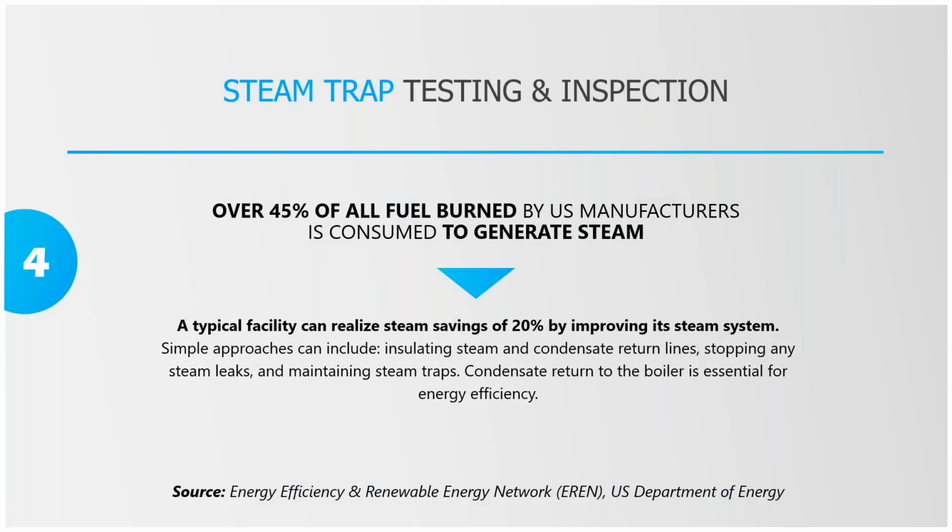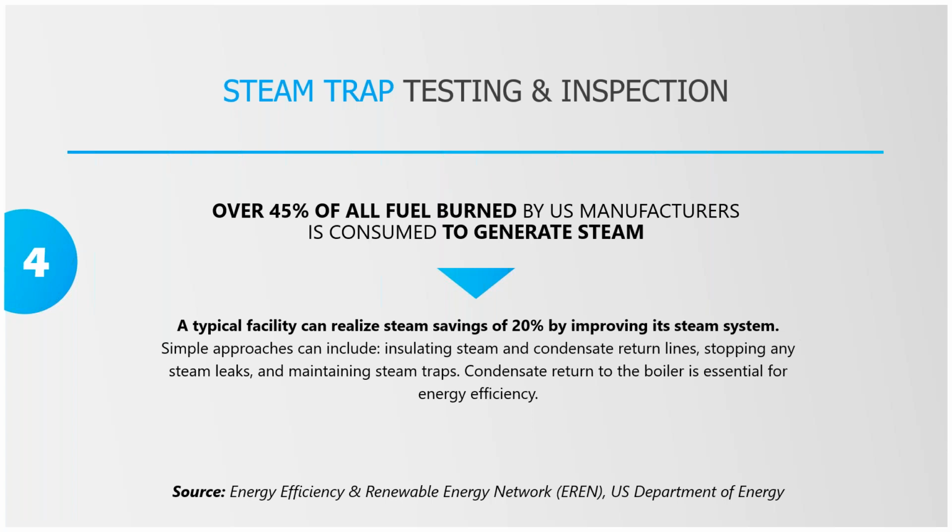Okay, the number 4 application where we can show very quick return on investment and show some really good energy savings related to our plant is going to be with steam trap testing and inspection. So a very similar report, or a very similar statistic, just like the compressor companies, the 30% loss to leaks. Here, the DOE also says that a typical facility can realize steam savings of 20% by improving the steam system. And improving the steam system includes doing an annual steam trap survey of our traps.